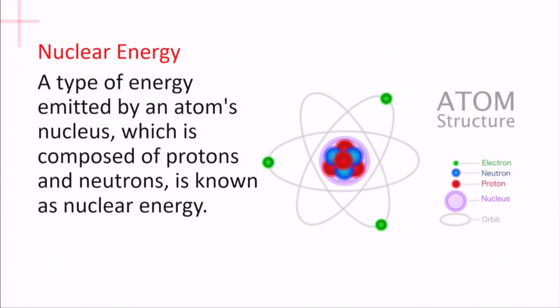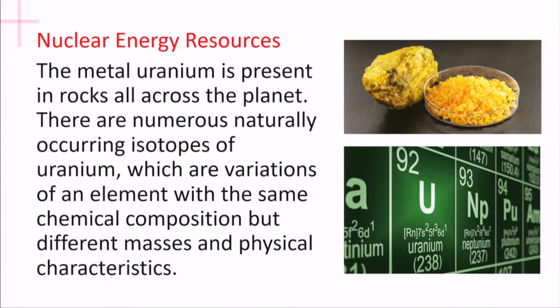Now let us see what is nuclear energy. A type of energy emitted by an atom's nucleus, which is composed of protons and neutrons, is called nuclear energy. The electrons go around the orbit as shown in the picture.